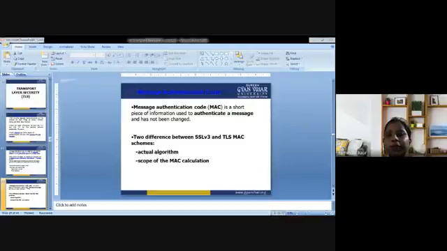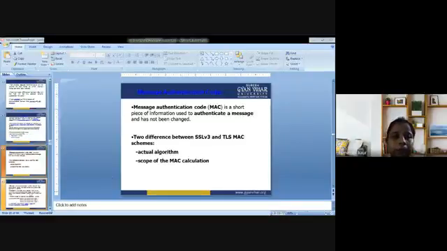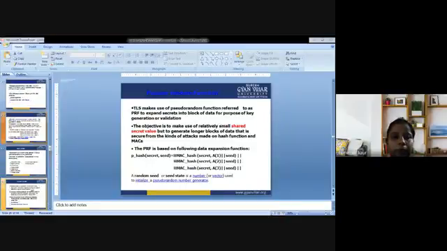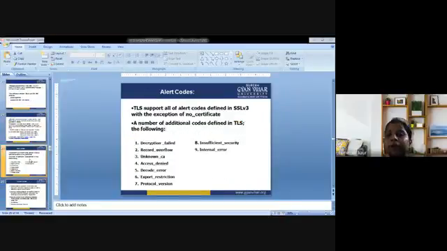Next is message authentication code, that is to authenticate a message. There are 2 techniques that have been used, SSL v3 and TLS MAC schemes, that are based on the actual algorithm and the scope of the MAC calculation. Next we have discussed the pseudo random function, that is defined here. Next, certain alert codes that are there: 9 alert codes could be generated.